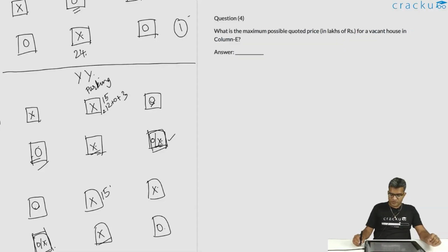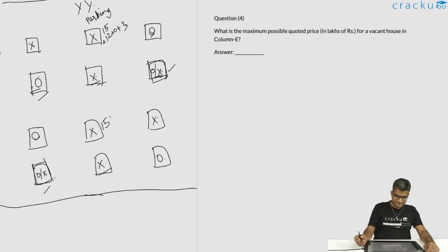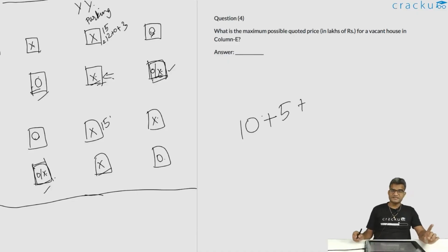What is the maximum possible quoted price in lakhs of a vacant house in E? In E, we are basically looking for this one. It is 10 because it has no parking. Because E1 has parking, E2 will not have parking, so it is definitely 10. It has road access, so we will add 5 to it. It has 1 road access.